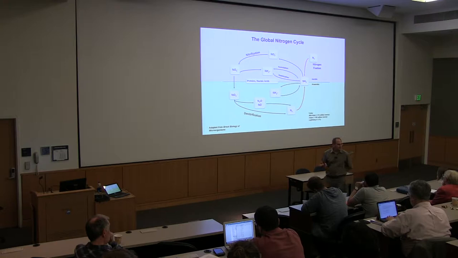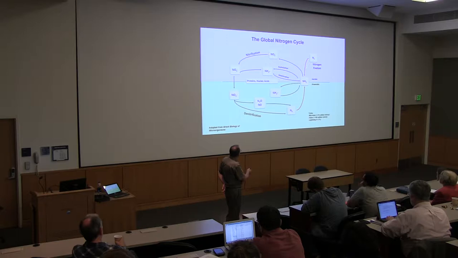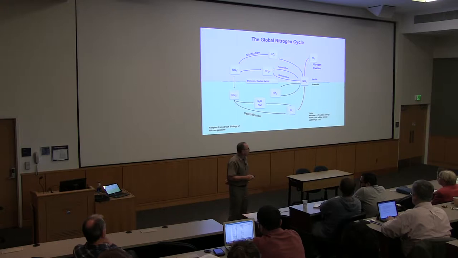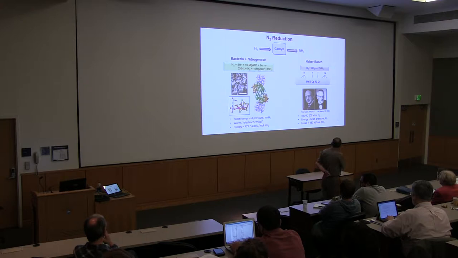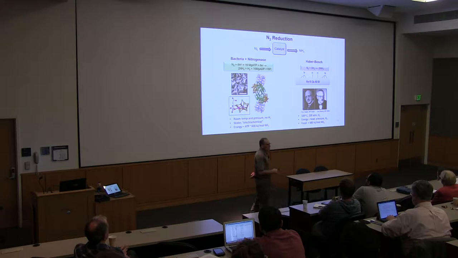I'm going to focus on, of course, this reaction, reduction of N2 to ammonia, either anaerobic or aerobic. As you probably appreciate, there are really two ways that we do nitrogen reduction at scale. One of these is the Haber-Bosch process. This was an invention by the German chemist Fritz Haber, who won the Nobel Prize in 1918, and it was then perfected by the engineer Carl Bosch, who won the Nobel Prize in 1931.